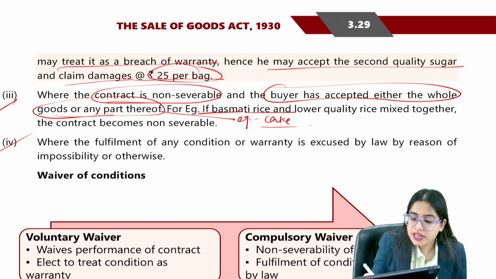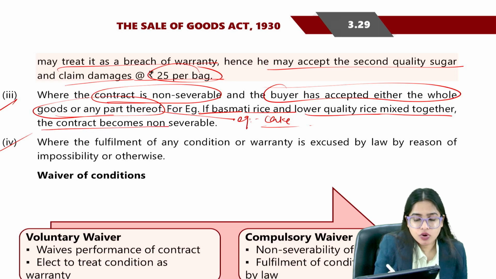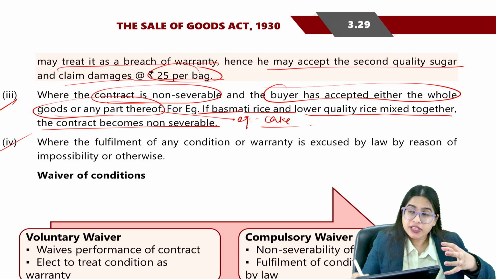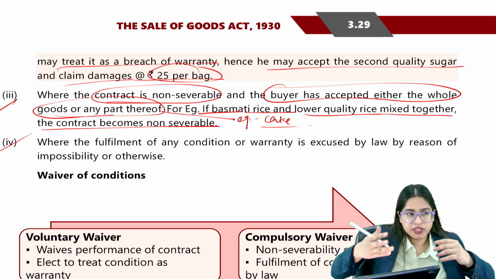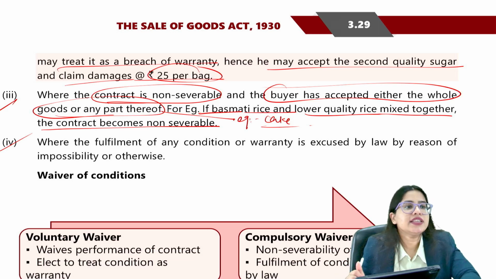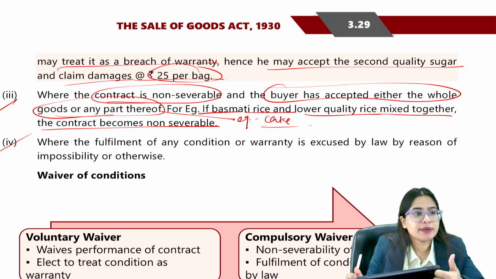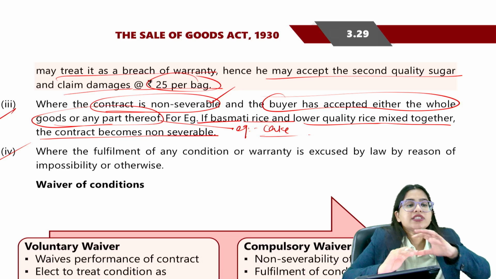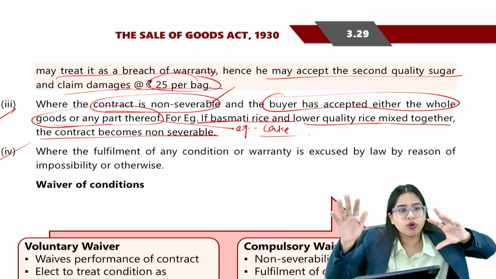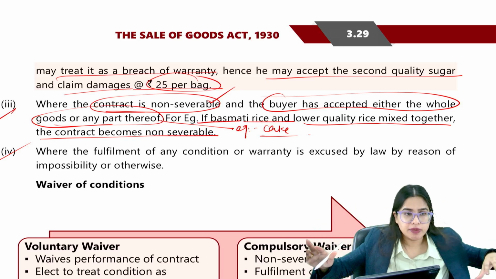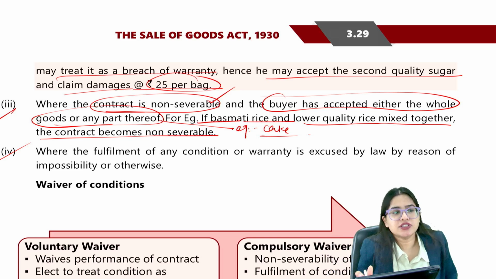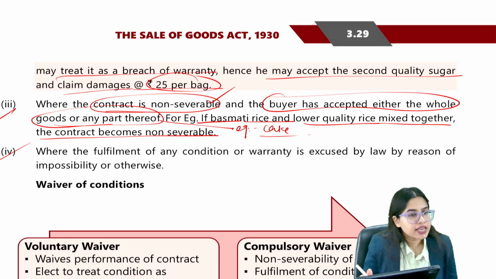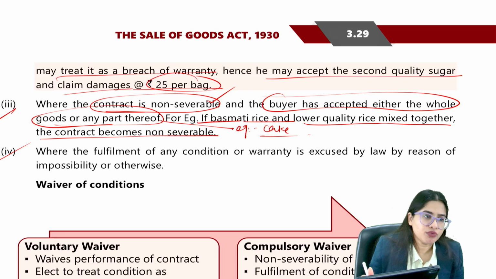One more example is given. For example, basmati rice and lower quality rice mixed together, the contract becomes non-severable. Let's say there is a seller, he mixed basmati rice with low quality rice, he mixed them all together and he sold it to me. So here, guys, we have already accepted the goods and it is non-severable. Contract is non-severable means we cannot separate that good quality basmati rice and bad quality rice. It's not separable, and we have already accepted the consideration. Then in that case, we cannot cancel the contract. We can only claim damages. So in this case, breach of condition will be treated as breach of warranty.